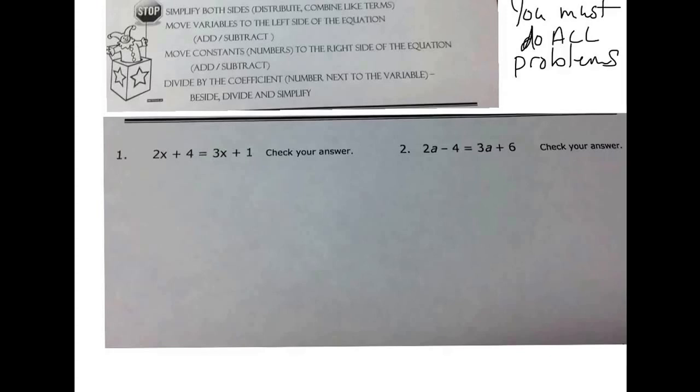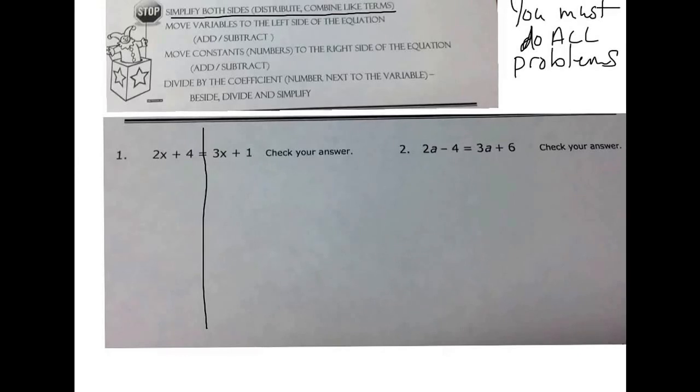Step 1 says simplify both sides of the equal sign. So I'll draw my line down here. Then I look at the left side and I look at the right side and I see that there's no simplification to occur. 2x plus 4 can't be added together and 3x plus 1 can't be added together. Okay? So then my next goal is to move variables to the left side of the equation by adding or subtracting. So I want all my x's on the left side.